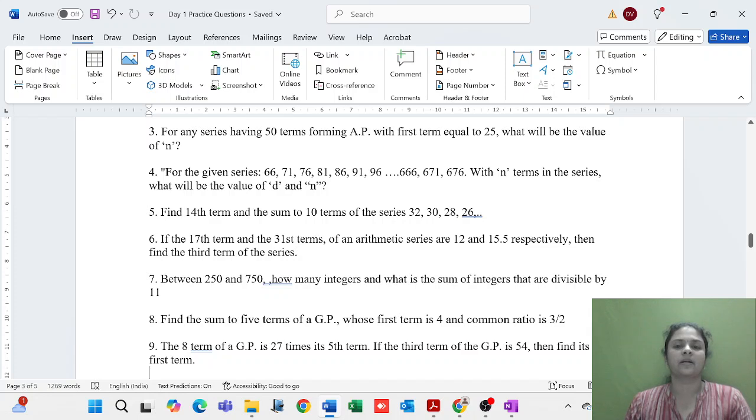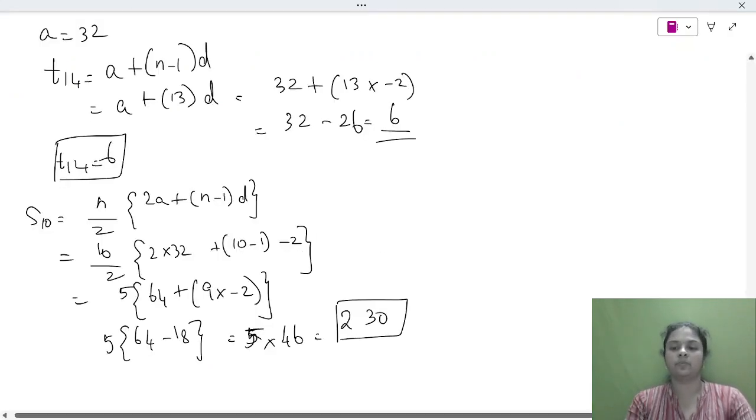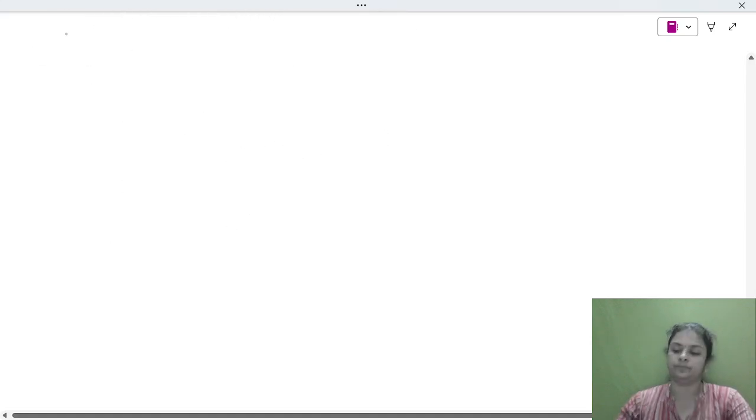Next. Sixth one. If the 17th term and the 31st term of the series are 12 and 15.5, find the third term of the series. So 17th term is given to you. Arithmetic series, AP. 31st term is given. Find the third term. So let's solve. T17 is 12 and T31 is 15.5.